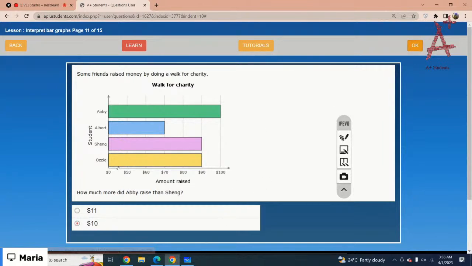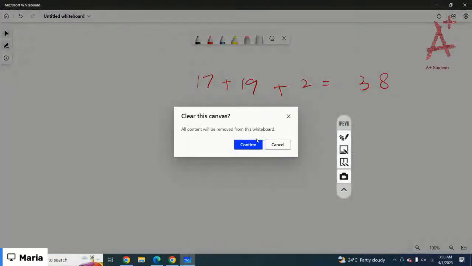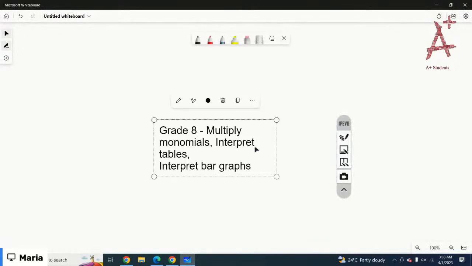Okay, you can complete the rest by yourself later today. So we're working on grade 8 maths. The lessons we have covered today are multiply monomials and interpret multiply monomials from the chapter monomials and polynomials. Then we have started the new chapter, that is data and graphs, and the lessons from the chapter are interpret tables and interpret bar graphs. Got it?